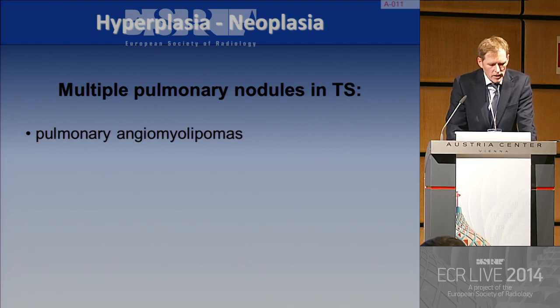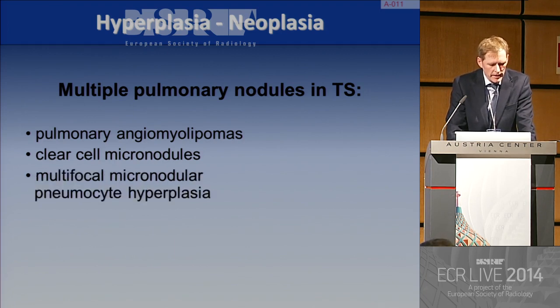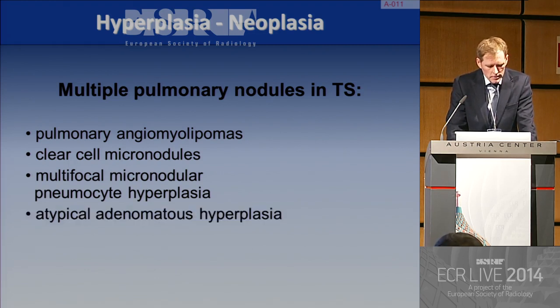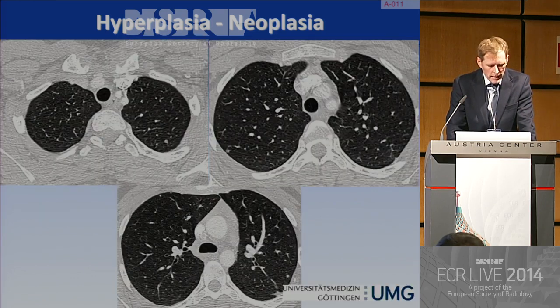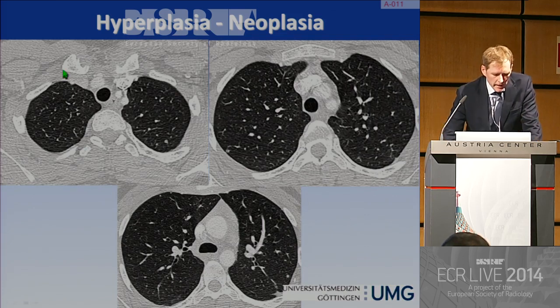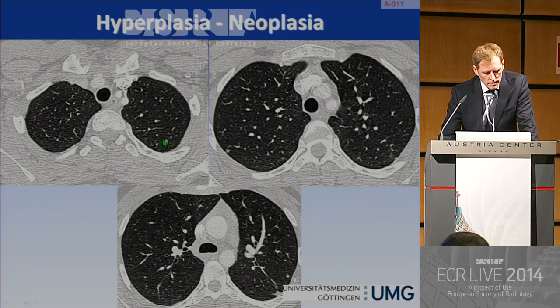You may have pulmonary angiomyolipomas. You may have clear cell micronodules in these patients. You may have multifocal micronodular pneumocyte hyperplasia and atypical adenomatous hyperplasia (AAH) nodules. So you have a plethora of nodules that you can find in these patients, and this was the third of these possibilities, so this was a pneumocyte hyperplasia.